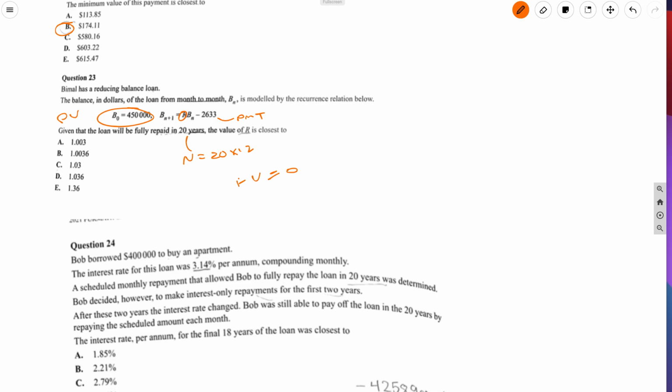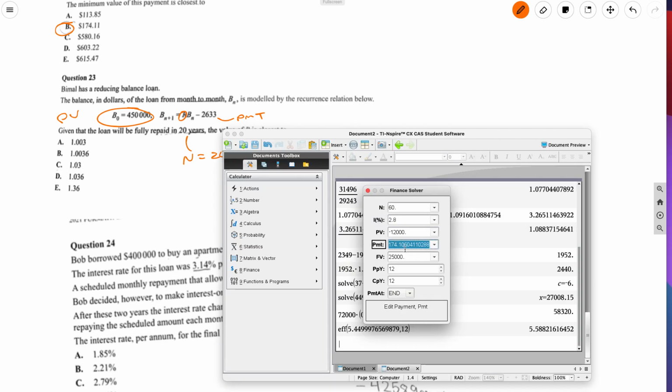So again, we can work out all the bits and pieces. So N was 20 times 12. Interest rate we're going to solve because that's related to capital R. Now this is 450,000. This was a loan, so positive 450,000. Making repayments of 2,633 a month, so negative 2633. They want the future value to be 0, and we can solve what the nominal rate of interest is, which is 3.6.